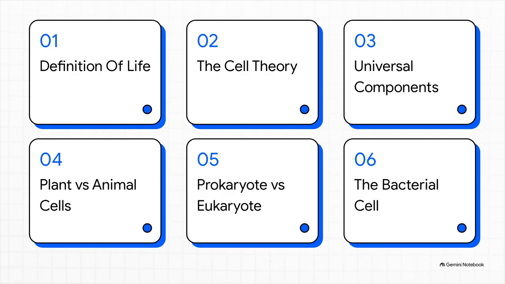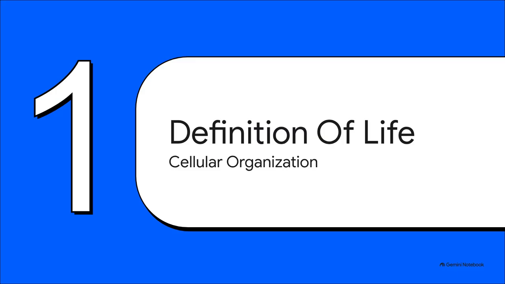Okay, let's dive into this. Here is our roadmap for today's explainer. The definition of life, formulating the cell theory, the universal cell components, plant versus animal cells, prokaryote versus eukaryote, and finally, a quick tour inside the bacterial cell. So, Section 1, the definition of life.